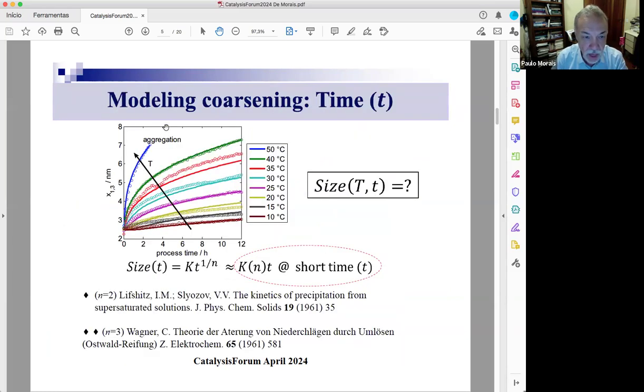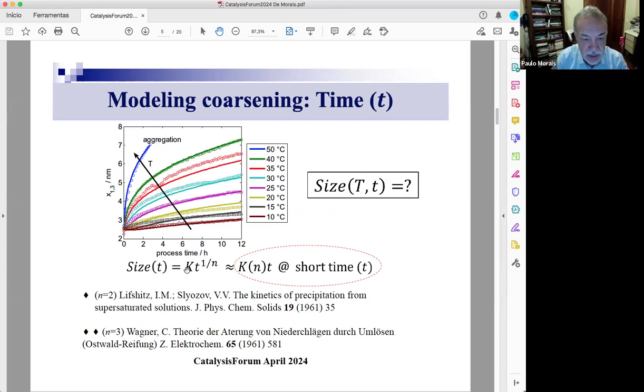Okay, so how was the coarsening modeled as a function of time? Here is some experimental data. You see the typical size of the nanomaterial growing as a function of time. And then as you increase the temperature, the curves diverge in a different way. So we have a set of increasing temperatures from 10C up to 50C. And how the size depends on these two parameters.